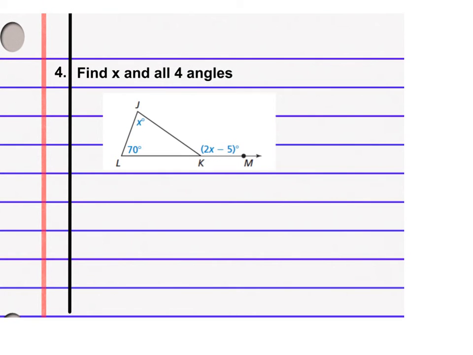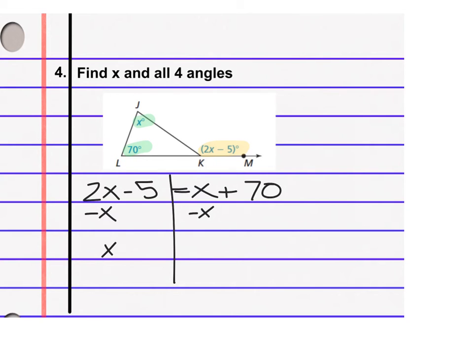All right, so for problem 4, take a second, pause the video, draw your diagram. We are using our exterior angle theorem. So I know that the exterior angle, 2x minus 5, should equal x plus 70. So I'm going to set that up: 2x minus 5 equals x plus 70. If you want to pause the video and test your algebra skills, you're going to solve for x. I'm going to subtract x, 2x minus 1x is x. I'm going to add 5, so x equals 75.